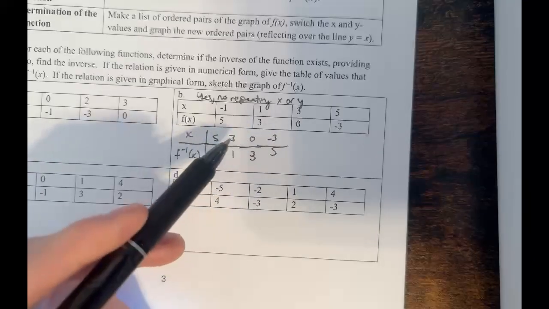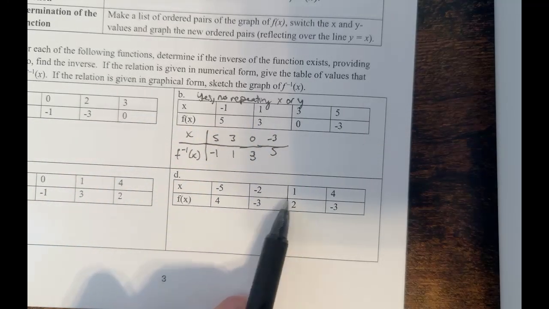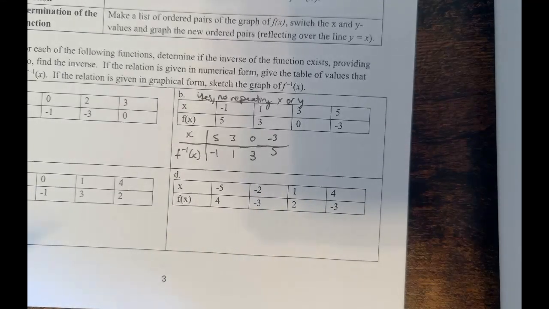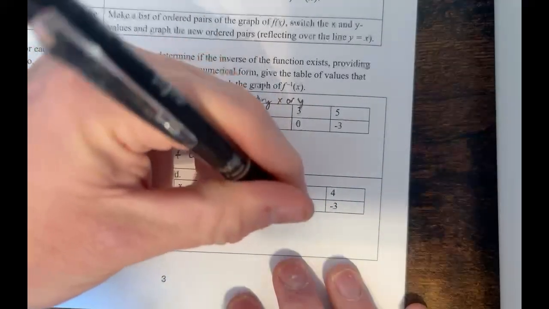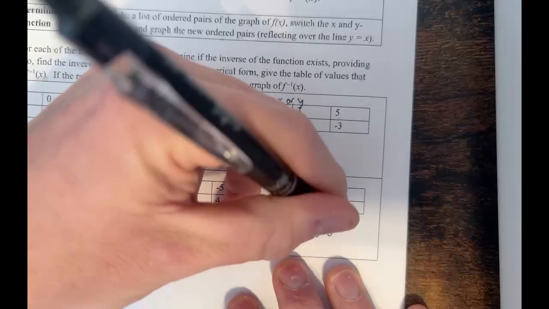Okay, you wouldn't have any repeating x's, where the same x is going to two different y's. Now on D, there's no repeating x's, but there are repeating y's. So there's repeating y's.